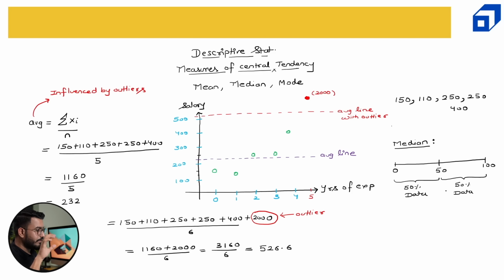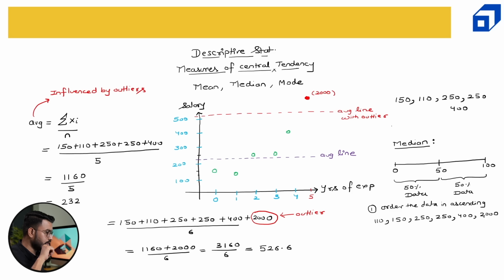That is what your median is. If I have to find the median for any given data, step number 1 is to sort the data, or order the data in ascending order. So I'll get 110 followed by 150 followed by 250, 250 followed by 400 followed by 2000. Now I'll take the middle value.